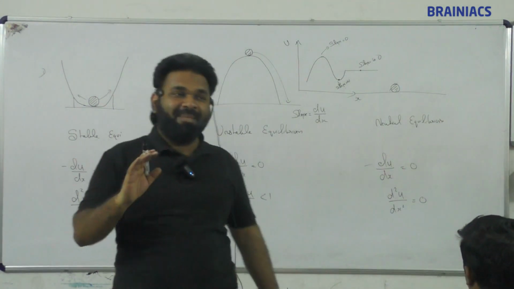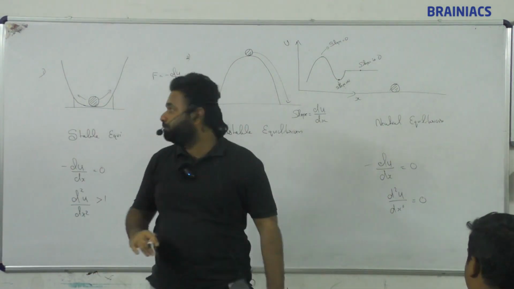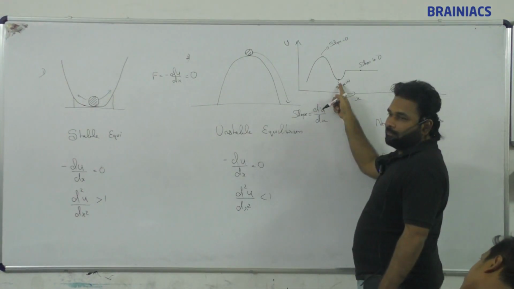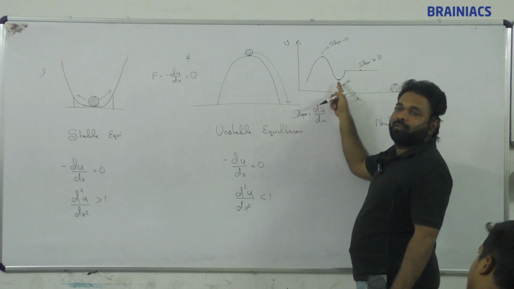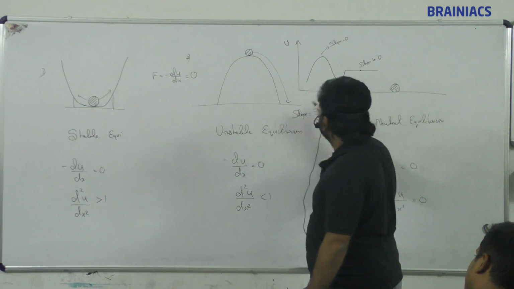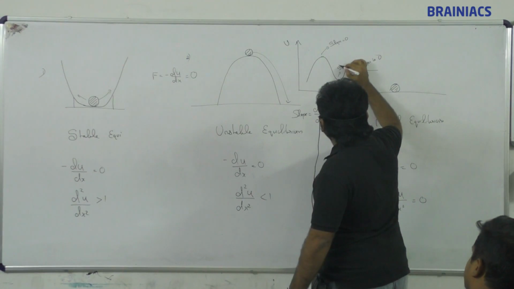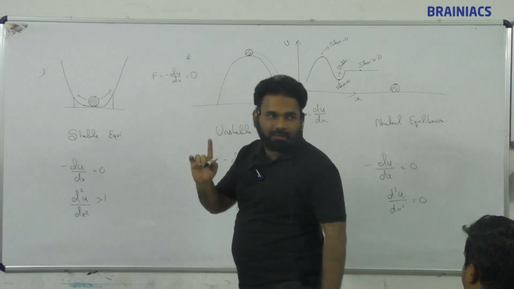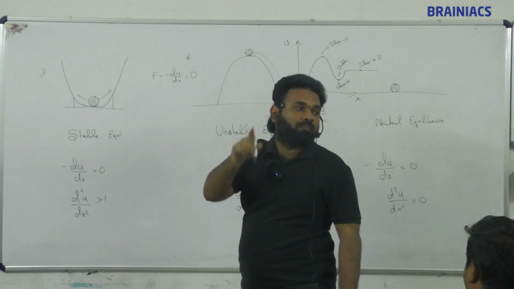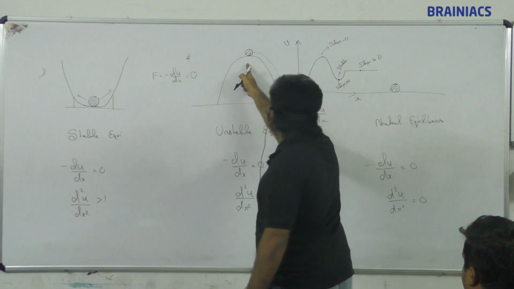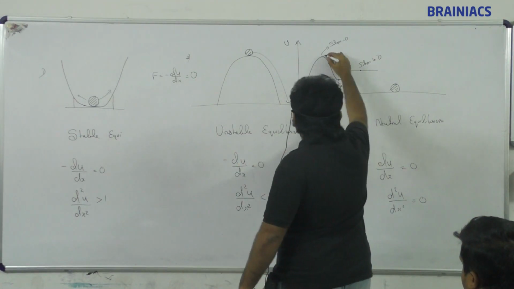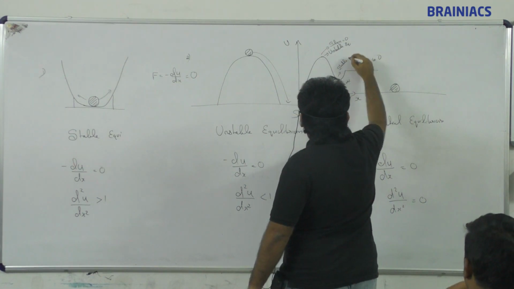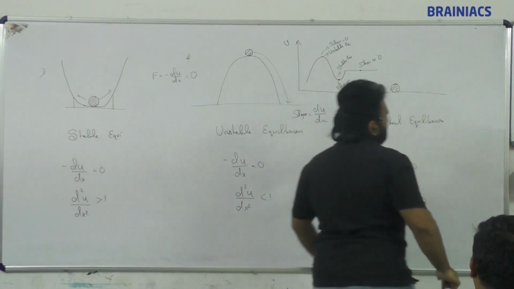Wherever we have minimum potential energy, that is stable equilibrium. So this is the stable equilibrium. Wherever it is equilibrium but potential energy is more, this is unstable equilibrium. Okay, that's it.